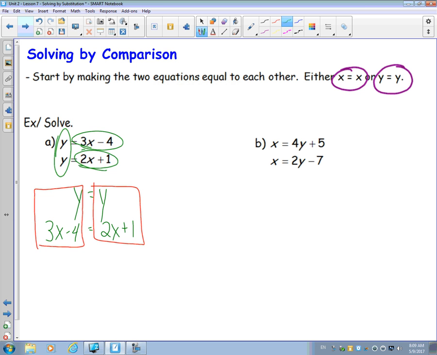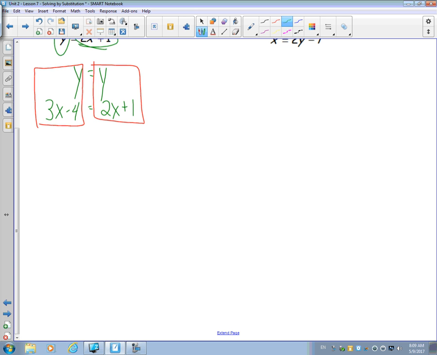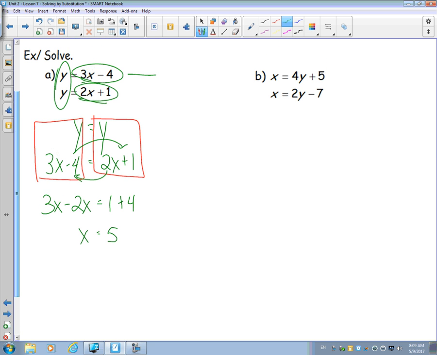So let's solve that. How do we solve these things? Well, we put numbers on one side and letters on the other. So I can bring the 2x over here, it becomes a minus 2x. I can bring the 4 over here, it becomes a plus 4. And I've just figured that x is 5. And once I know x, I can go back and find y. And I can do that because I have two different equations that can be used to find y. So let's pick one. Let's pick the top one.